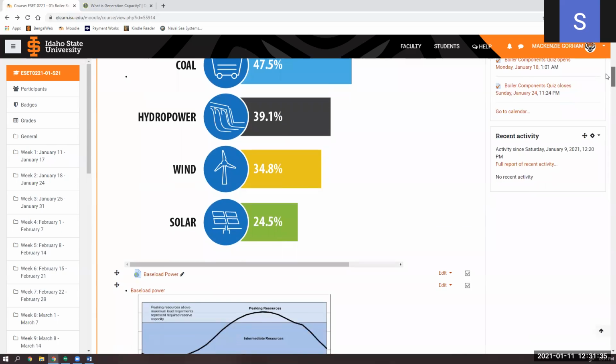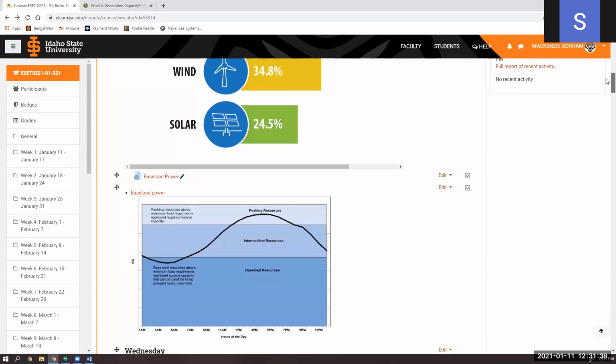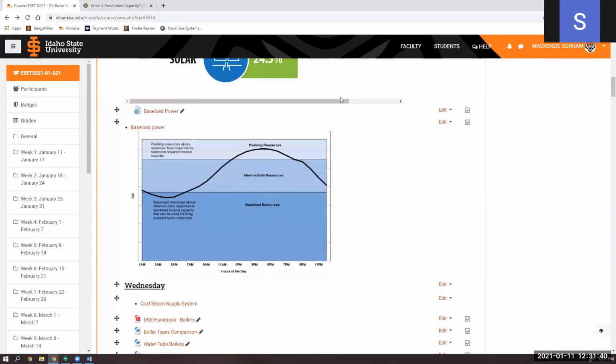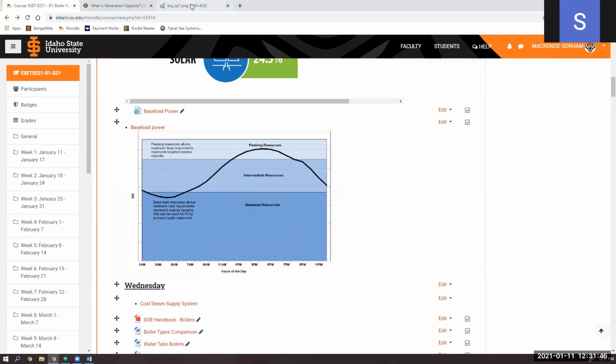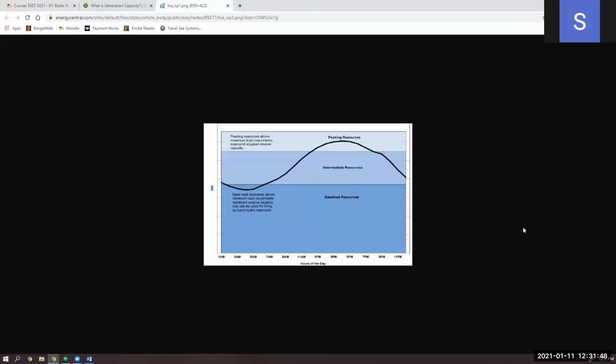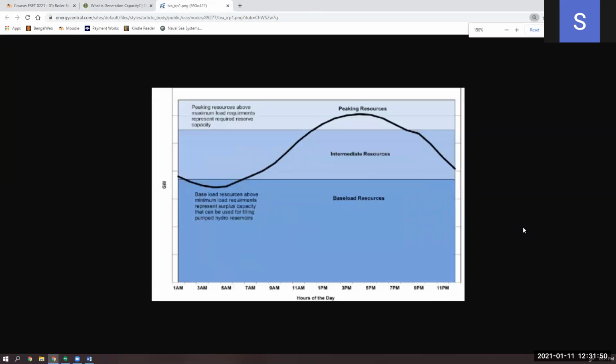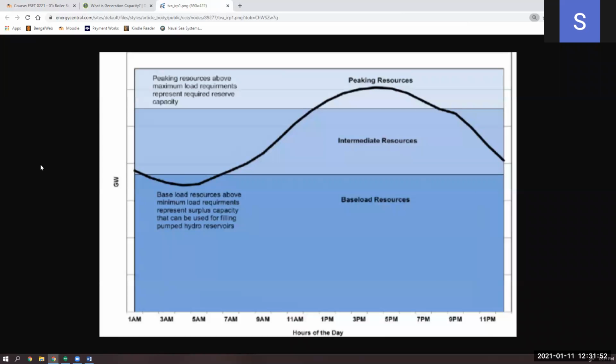So when we talk about capacity factors and baseload power, can you guys see this image really well? Should I try and make that bigger? Bigger, better. See if we can. Okay.